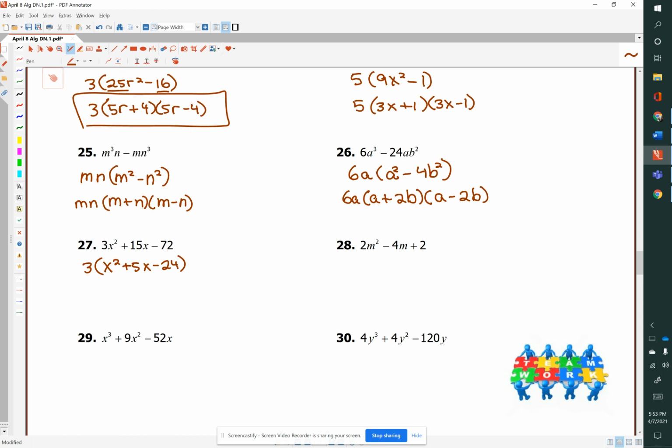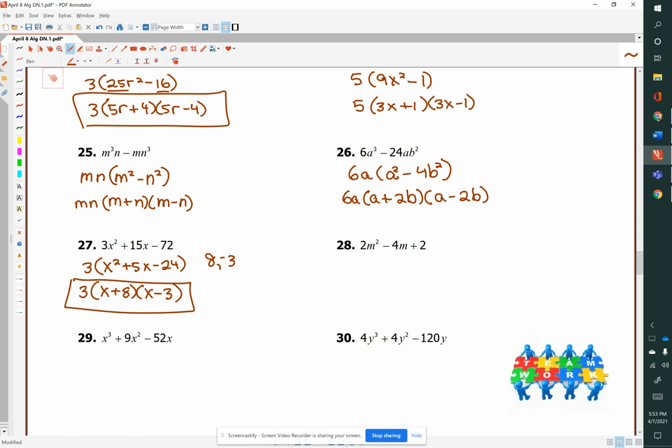For this one, we're going to look for two numbers that add to 5 and multiply to negative 24. They'll be positive and negative to give us that negative 24. So if I look at 8 and 3, and I make the 3 negative, 8 times negative 3 is negative 24, and 8 minus 3 is a positive 5. So that would be 3 factored out, and then we have x plus 8, x minus 3. And that's our final answer.